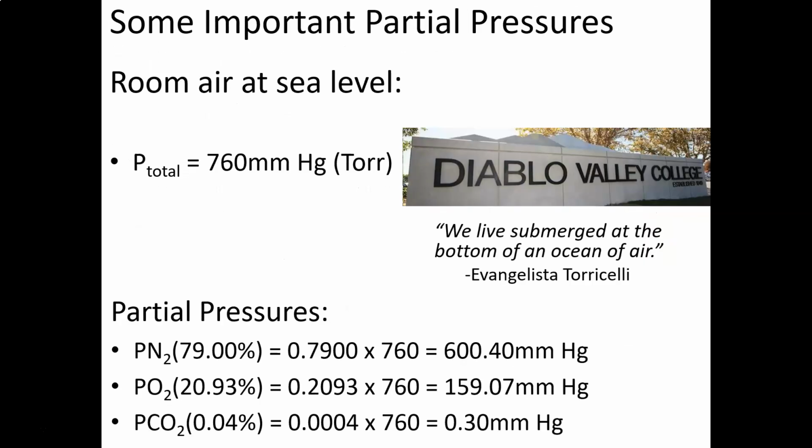All right, so here's a couple of examples. So let's look at DVC. At Diablo Valley College, we can estimate that the total pressure is about 760 millimeters of mercury. Sometimes that's called a torr, and that comes from a scientist called Evangelista Torricelli. And he was the first person to sort of recognize that air had pressure. And so his thought was, we live submerged at the bottom of an ocean of air.